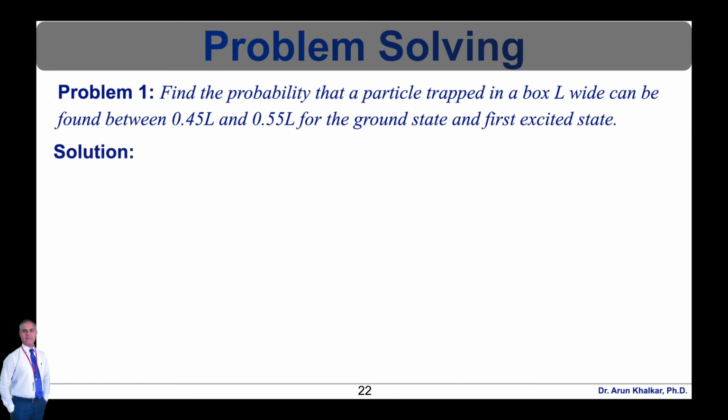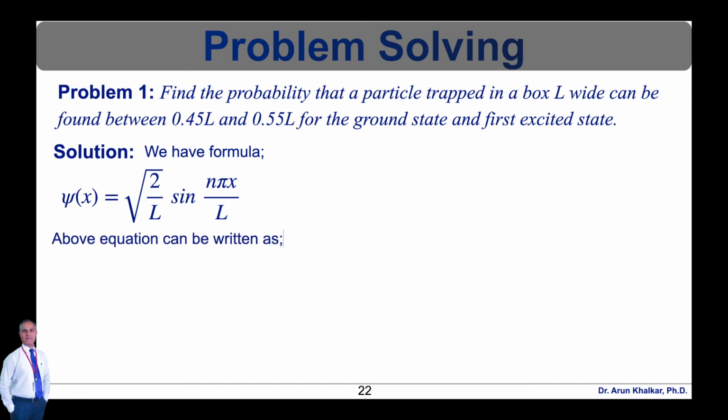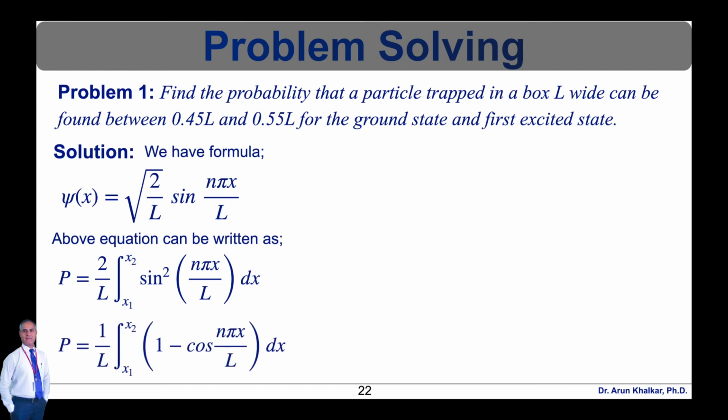We have the formula psi of x equal to square root of 2 upon capital L into sine of n pi x upon capital L. So the probability, capital P, is equal to 2 upon L integration with limits x1 to x2 of sine square of n pi x upon capital L into dx. This can be written as 1 upon L integration x1 to x2 of 1 minus cos of 2 n pi x upon L into dx.